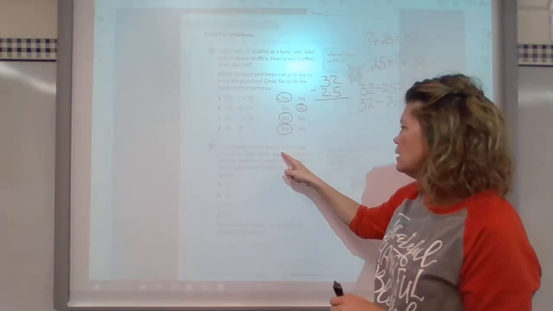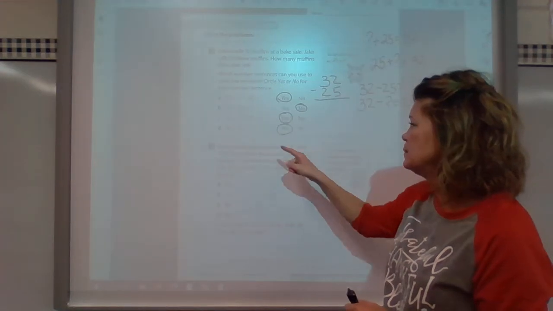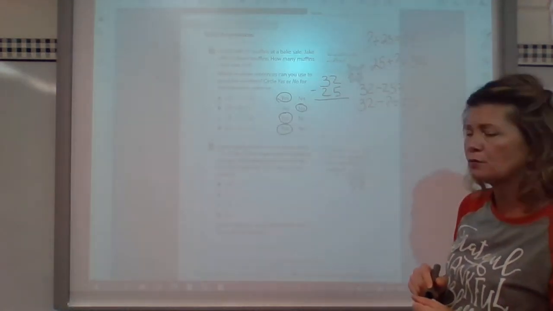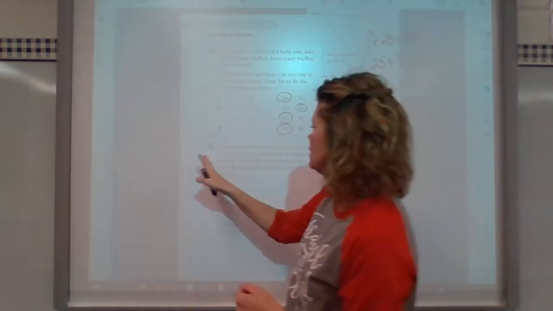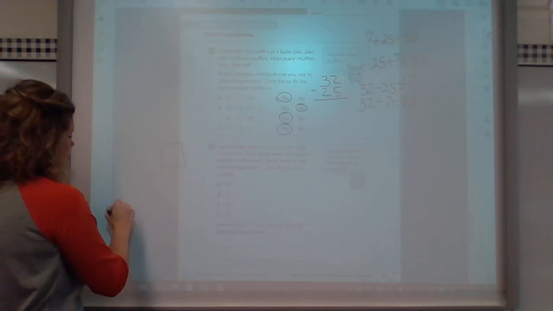Some beads were in a box and used 17 of them. Then there were 56 beads in the box. How many beads were in the box to begin with? Circle the correct answer. Okay, I'm going to kind of move over here to this side. I'm going to draw my number bond.